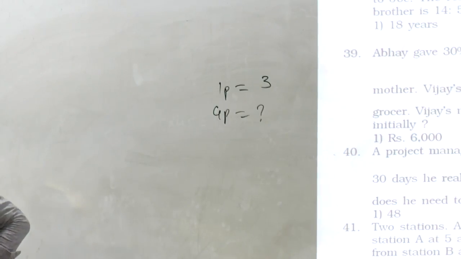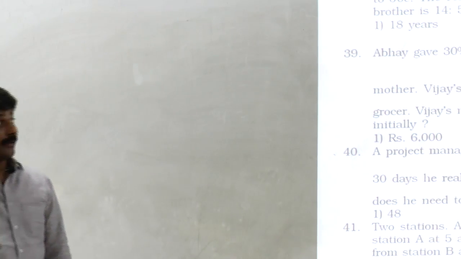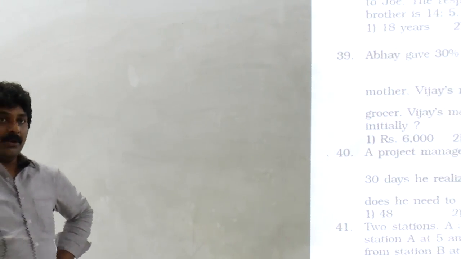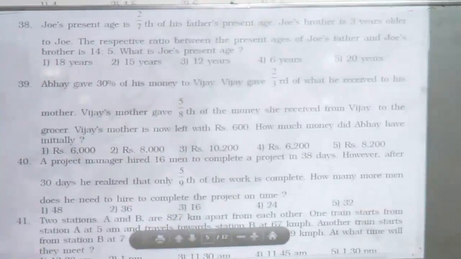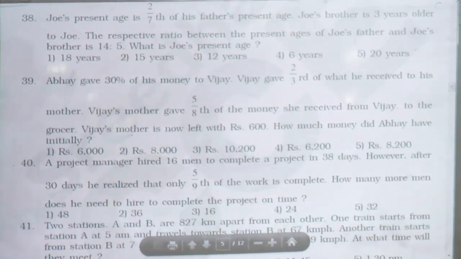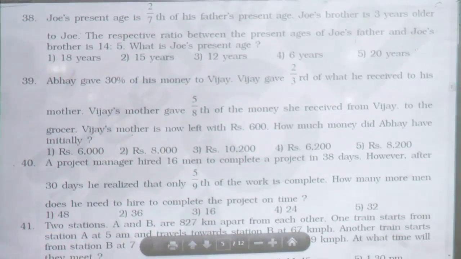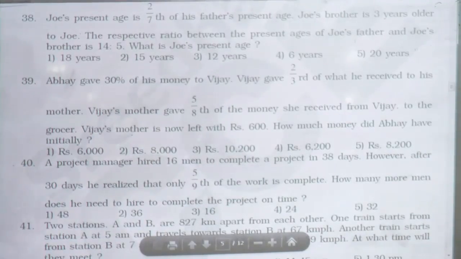Next. Abhay gave 30% of his money to Vijay. So Vijay receives 30% from Abhay. Next, Vijay gave 2/3 of what he received to his mother. 2/3 of what? 30%. How much is that? 20%. 20% given to mother. Next, Vijay's mother gave 5/8 of the money she received from Vijay to the grocer. 5/8 of what? 20%. That will be 100% by 8. 5/8 into 20%, 100% by 8 is 12.5%. 12.5% is gone out of 20%.